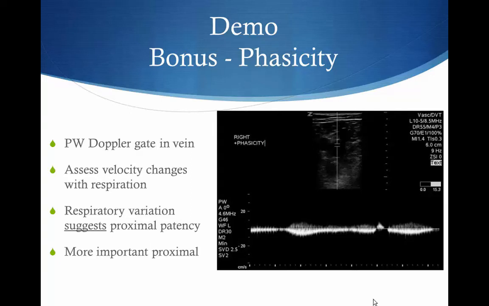Now this gives you clues as to the proximal patency. If there was a clot in your proximal iliac vein, just above where you have your Doppler gate, then you would expect not to see as much of this because that respiratory change in pressure would not be transmitted to that vein. This may not be quite as visible down distally in the popliteals, but should be visible in most patients in the femoral area.